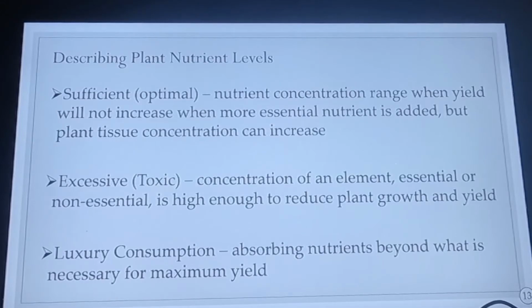Again, these make sense, right? Sufficient is optimal. There's enough there in the right supply. Excessive is going to be toxic. We have too much of it, unless it's potassium. And then finally, luxury consumption is just absorbing that nutrient beyond what is necessary for maximum yield. So it doesn't hinder the yield like excessive would. Because if we have an excessive uptake of these plant nutrients, we might end up messing up our yield. Typically aluminum or manganese might do that, things of that nature, the ones we think to be toxic.